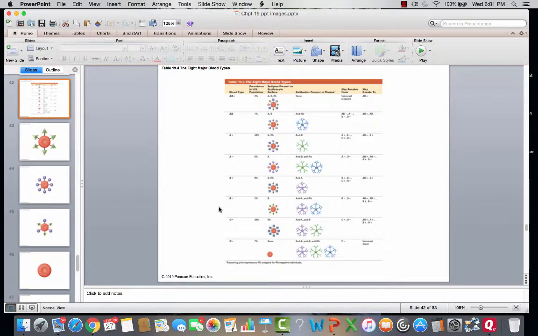I'm going to skip over to this A positive. I will naturally make antibodies against the A or B antigen that I don't have. In the case of AB positive, I have both of those antigens on the surface of my cells. So I won't make any antibodies to the A or B antigen.